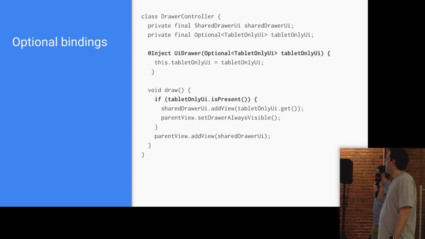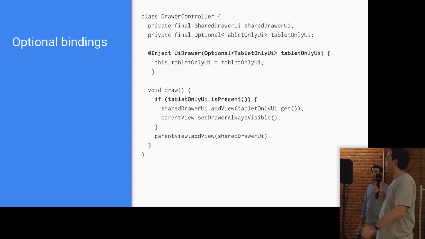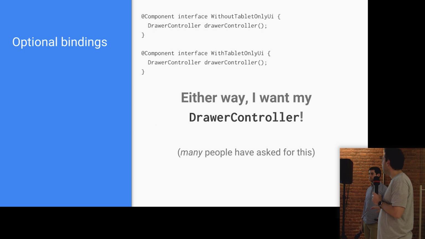But the question is, how do you get a binding for that optional? How do you get it in a way where you can contribute this class to a component that provides the tablet UI and a component that doesn't provide the tablet UI, and not have to change this class? So again, I have two components here, one that doesn't have the tablet-only UI and another one that does have the tablet-only UI. I still want my drawer controller, and I don't want to have to think about it. Many people ask me.